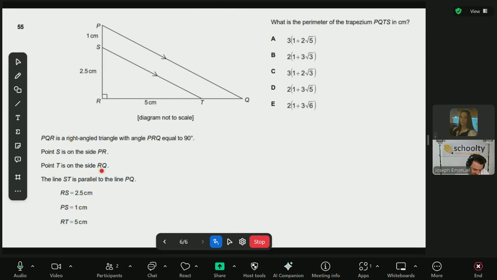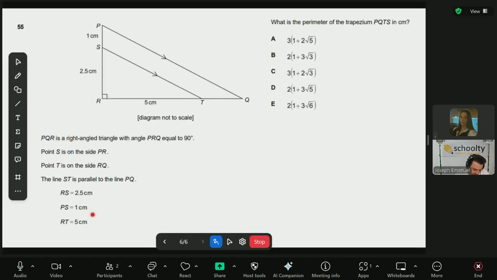Point T is on the side of RQ. On RQ, you have point T, 5 centimeter, and this is not mentioned how much. So it can be anything because they didn't say they are parallel or something here. If they are parallel, you have like the ratio may be similar, but they didn't say yet. So the line ST is parallel to the line PQ. So ST and PQ are parallel. So this can make some proportions here or some symmetry.